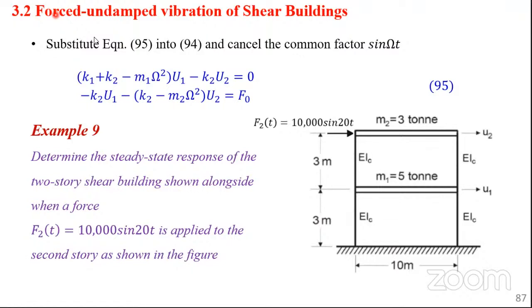You're given a 2-story building. The mass is given for 2 levels. And at the second floor level, of course, there is an external load that is applied, a forcing function. Of course, 2 degrees of freedom, and there will be 2 displacements, U1 and U2. You're given the flexural rigidity for the column, EI. What else? The floor-to-floor height and the bay length, of course, the length of the beam. So you are required to determine the steady state response of the 2-story building shown.